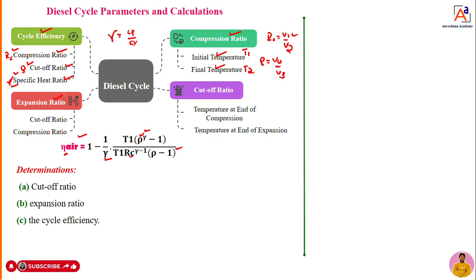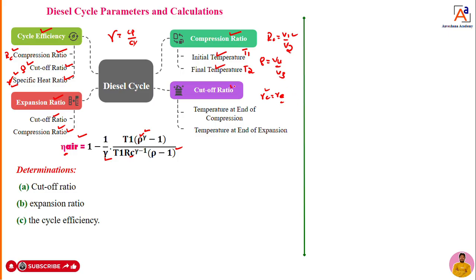Okay, expansion ratio. What is the expansion ratio? If you want to calculate the expansion ratio, I should know the value of cutoff ratio and compression ratio. Because somewhere else we have compression ratio equal to expansion ratio. So to calculate that expansion ratio, I should know the value of the compression ratio. If I want to calculate the compression ratio, somewhere I require the cutoff ratio also. How it is, that we will see in the coming steps.